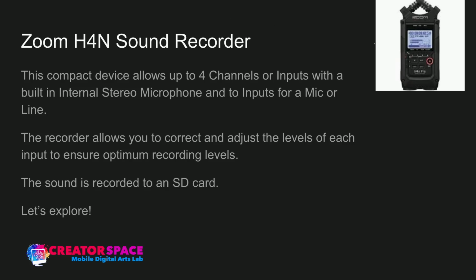So the Zoom H4n sound recorder, it's a compact device, allows up to 4 channels or inputs. And you can also have, you see on the top there, there's an internal stereo microphone. It's built in. So they're pretty much ready to go. You can just have that internal microphone, and they're great for any kind of live sound recording. Then you want to be able to add in mics and so on. So then you just adjust the level of each input to assure optimum recording levels.